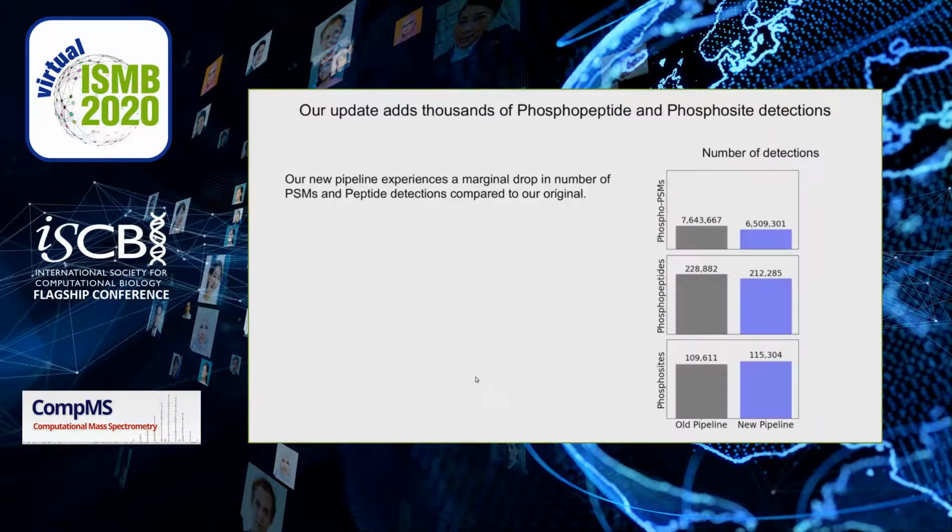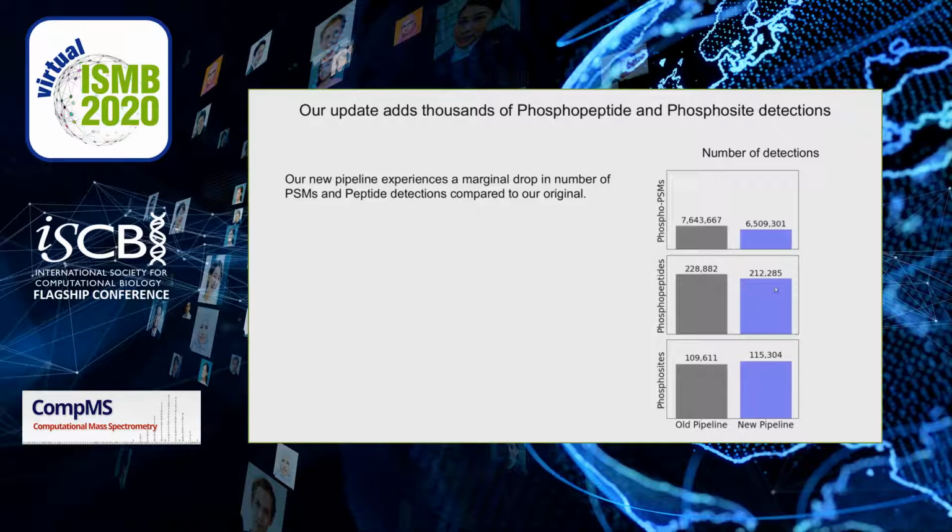In analyzing the 1,000 files which were part of the original Phosphopedia, our pipeline only experiences a marginal drop in detections. Many of these can be attributed to higher stringency in our new pipeline due to an increased understanding of PSM and detection scoring that we have gained in recent years.